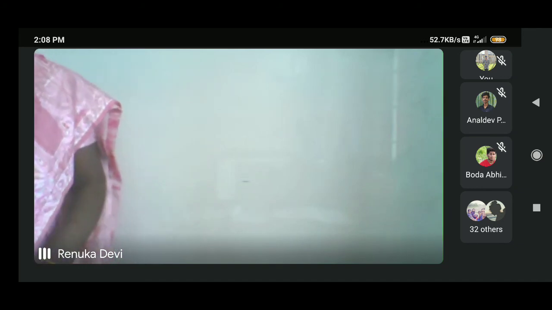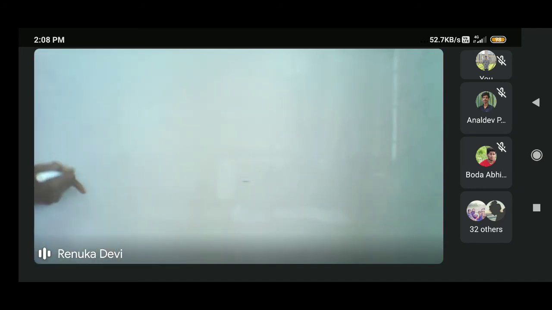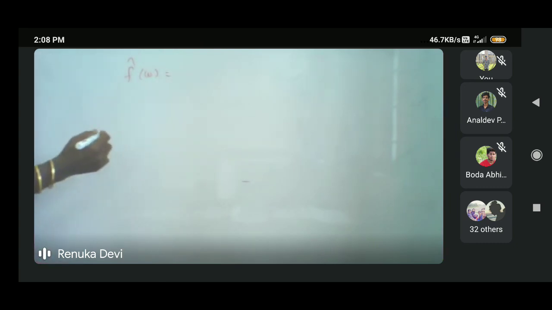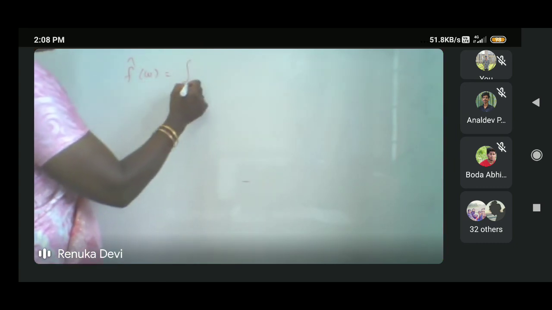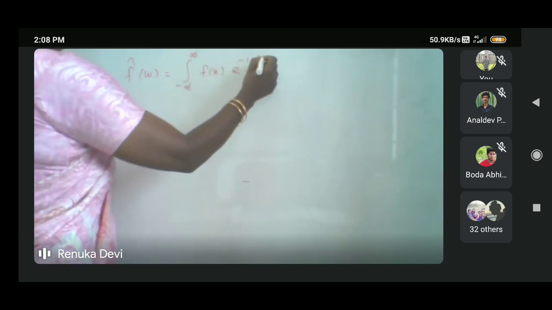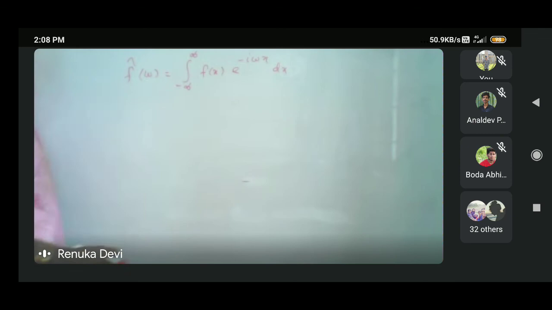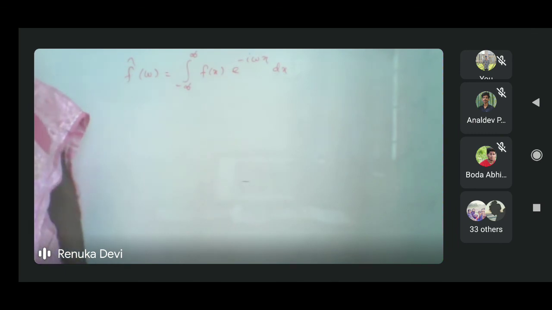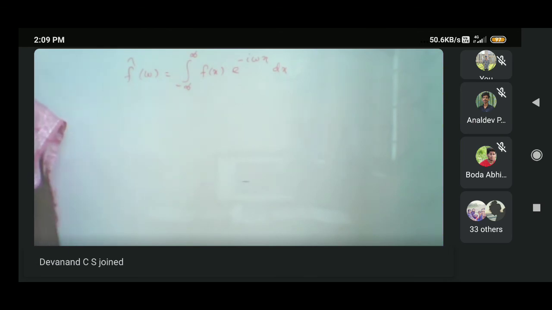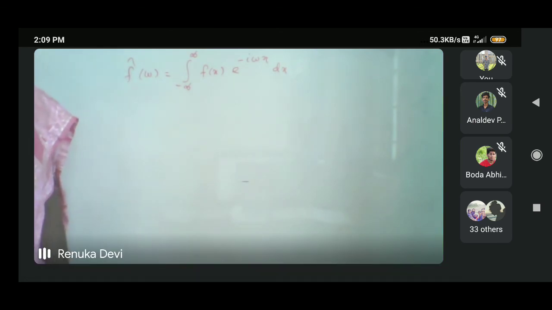So the Fourier transform of a function f is given as f cap of w equal to the integral from minus infinity to infinity of f of x into e power minus i w x dx. So the Fourier transform will be a complex valued function. We have done two problems to find the Fourier transform of a function, isn't it?